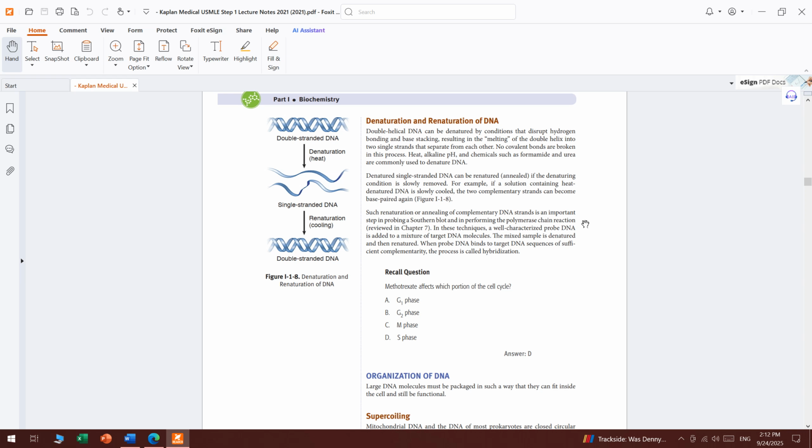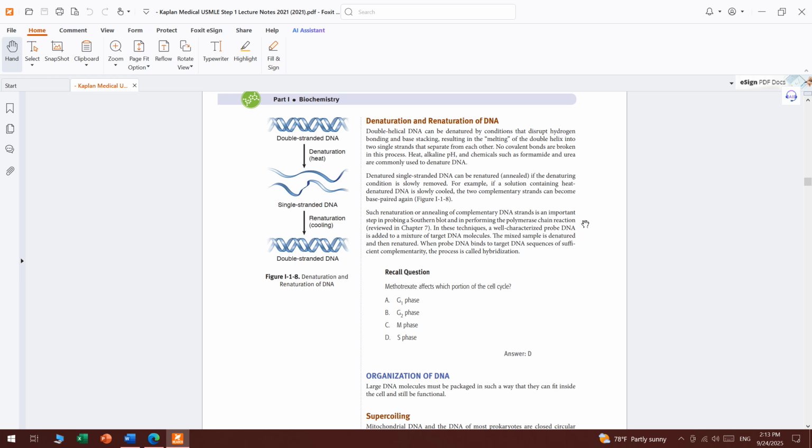Common denaturing agents include elevated temperatures, alkaline pH, and certain chemicals such as formamide and urea, which can disrupt hydrogen bonding networks. The temperature at which half of the DNA strands have denatured is called the melting temperature, which is higher for GC-rich DNA due to the three hydrogen bonds between G and C.